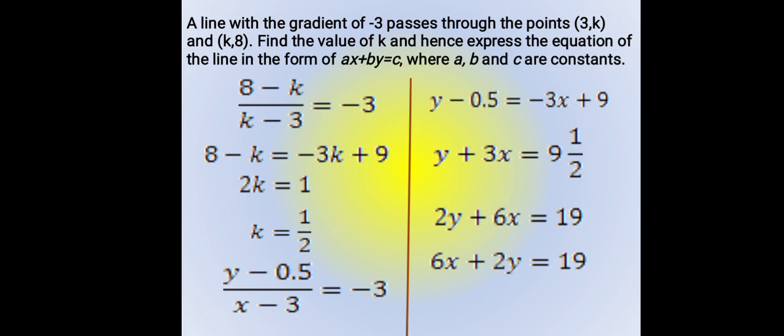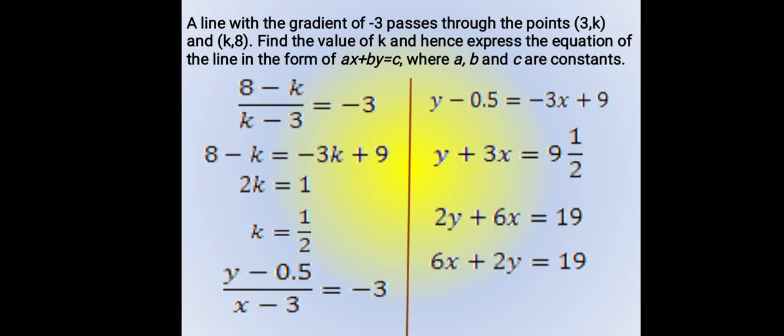Sorry for that mix up. I mean we have been given the coordinates of y, one as 8 and another one as k. So we subtract k from 8, and we have been given the coordinates of x, one as 3 and another as k. So we subtract 3 from k, and we should get our gradient of negative 3. When we cross multiply and solve for the value of k, k is a half.